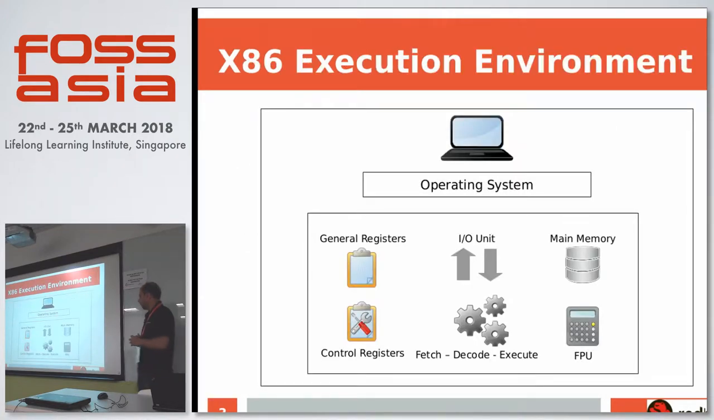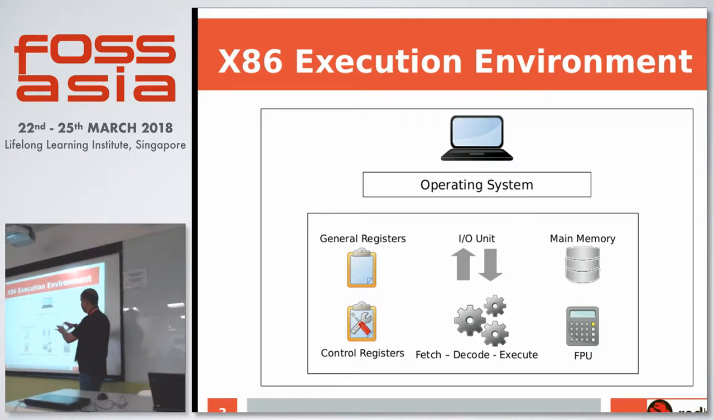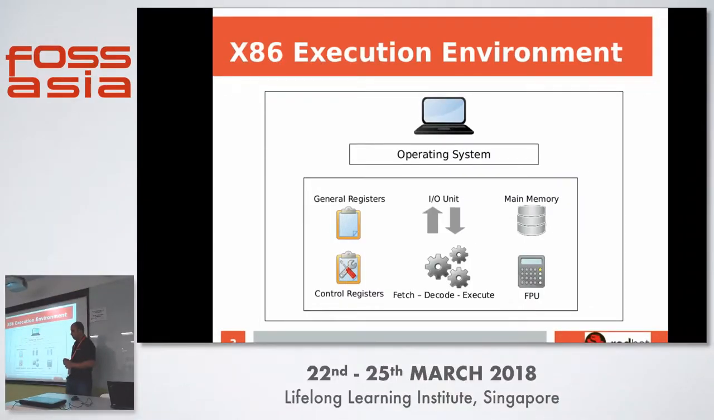If we look at the x86 execution environment, we have a processor, and in the processor we have a lot of subcomponents. There is an instruction execution module, then there are certain control registers, there is memory, and there is an IO unit which works to write information to the disk. On top of all this hardware layer, there is an operating system. This operating system uses the processor instructions to execute user programs.